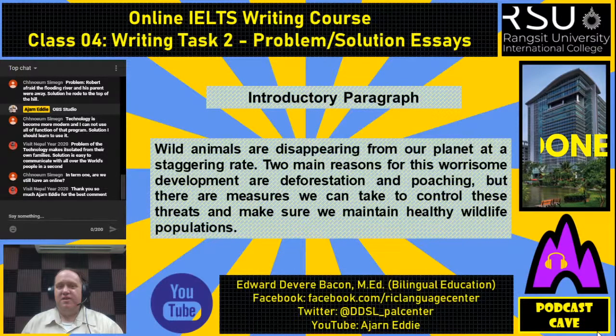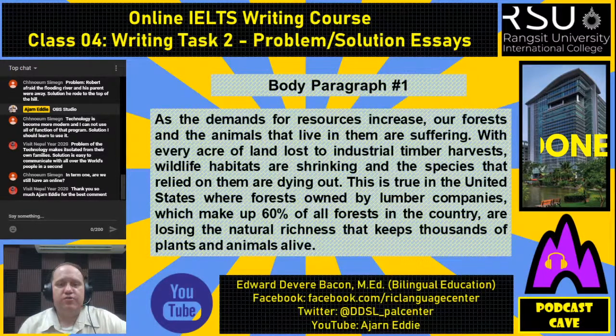Okay, so let's go to body paragraph 1. As the demands for resources increase, our forests and the animals that live in them are suffering. With every acre of land lost to industrial timber harvest, wildlife habitats are shrinking, and the species that relied on them are dying out. This is true in the United States, where forests owned by lumber companies, which make up 60% of all forests in the country, are losing the natural richness that keeps thousands of plants and animals alive. Okay, so this paragraph 1 looks like they're talking about the problem and the reasons behind the problem.